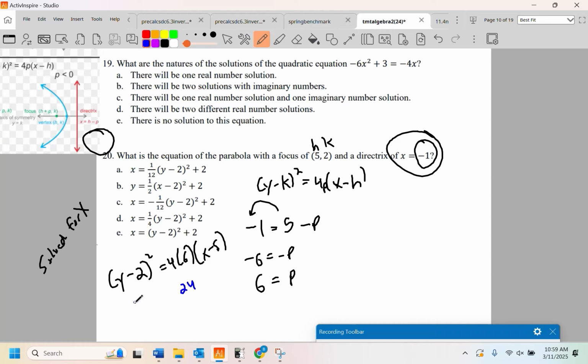Well, anyways, I'm going to divide that 4 out. That's going to give me x minus 5. And then I'm going to add 5. And I'm not going to get an answer choice. So this is really kind of messing with my head here.